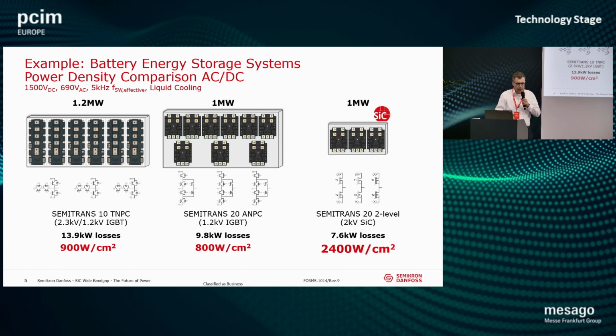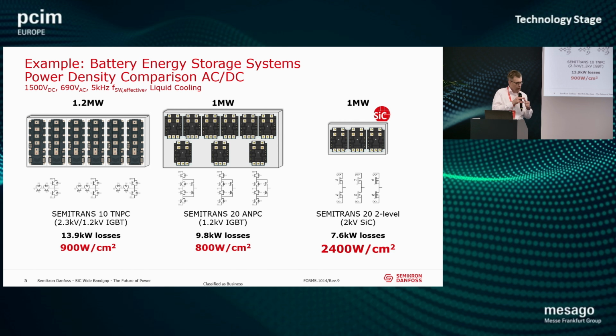So what is the solution? It's of course silicon carbide. What else? So we have also a higher voltage rating now in our Semitrans 20 package. That's a 2 kilovolt silicon carbide MOSFET half bridge. It comes with 1700 amps of nominal current. And if you use this one, it's pretty obvious you only need 6 switches because that's all it takes to get to 3 phases. The losses go down to 7.5 kilowatt and the density is basically 2.4 kilowatt per square centimeter.